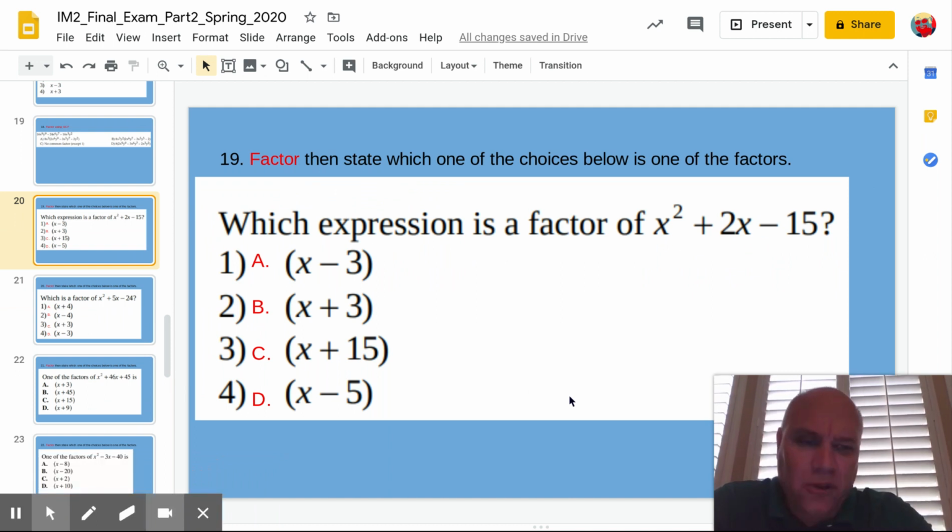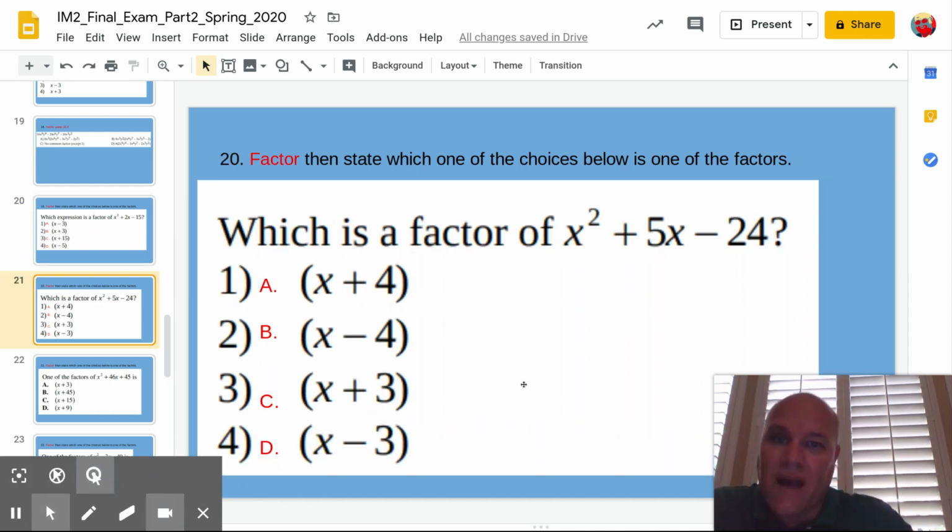Question 19, factor, then state which one of the choices below is one of the factors. So this is multiple choice style for factoring. We're not going to give you both factors here because then you can just multiply it and work it backwards. I want to make sure you can factor. So you're going to factor this on your paper. You get your two factors, or three factors sometimes if you have to pull out a GCF as well. And then it has to be one of them. It has to be either x minus 3 or x plus 3 or x plus 15 or x minus 5. It'll be one of those factors.